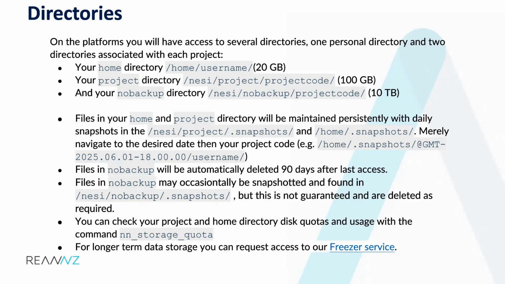For each project you're a member of, you'll have access to two directories. The first of these being the no backup project directory found at /nesi/no-backup/your project code. By default, this directory has an allocation of 10 terabytes, and we can increase this as necessary if you require it. Files in this directory will be automatically deleted after being inactive for 90 days, though you will receive a warning email for any deletions that occur, giving you a chance to retrieve any files.